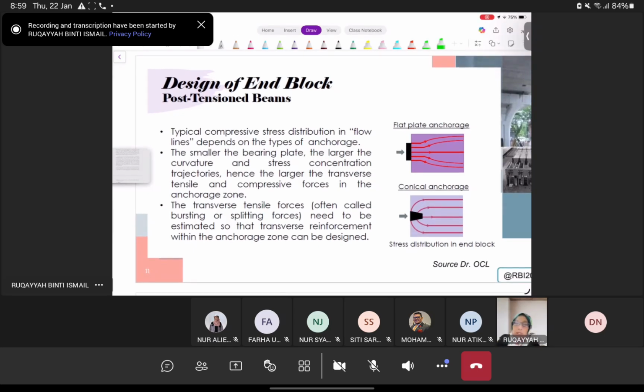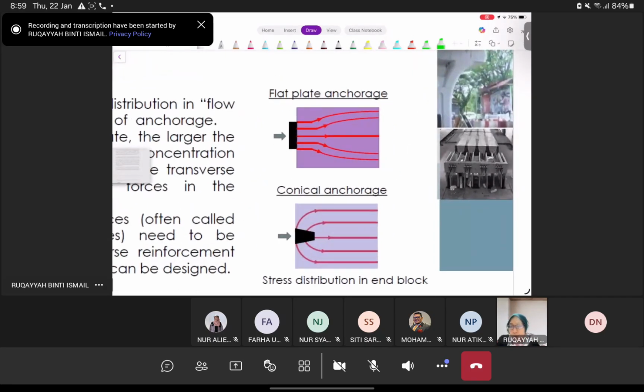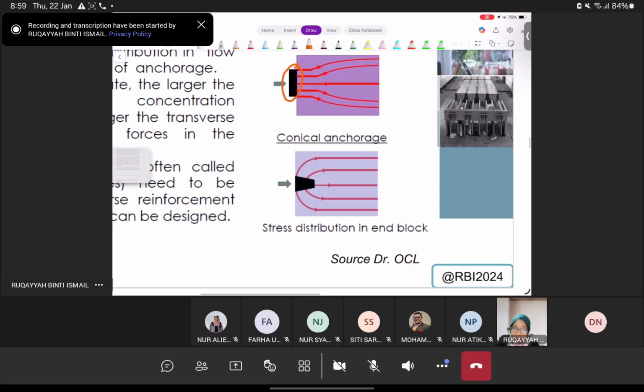All right, for post-tension, as we mentioned earlier, end block design is very critical for post-tension. Okay, because the pulling of the tendon is done after the concrete is cast. So when we have a post-tension beam, technically there are two different anchorages that you can use for prestress. One, we have what we call the flat plate. This is the flat plate, right? And one we call a conical anchorage, which means that it's being penetrated into the beam.